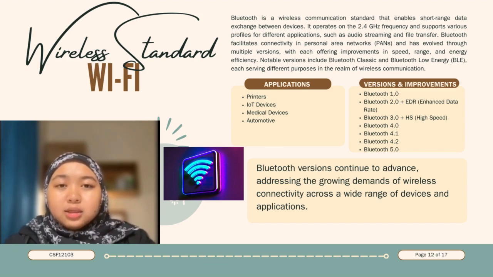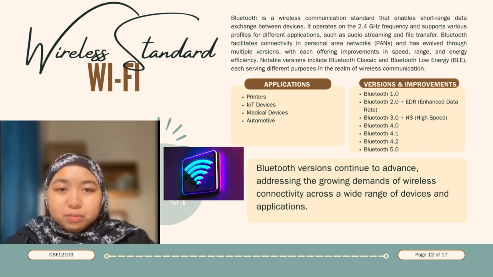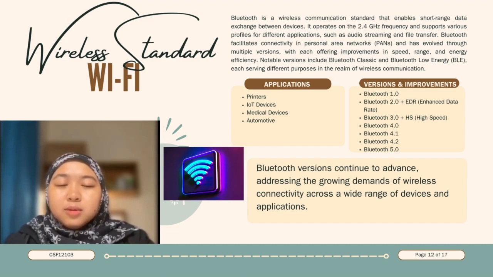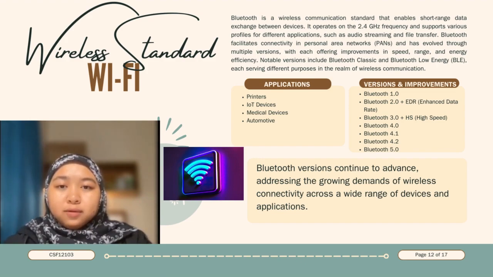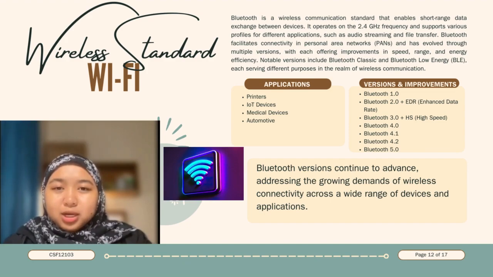Next is Bluetooth 4.2. This Bluetooth enhanced privacy and security features, including increased encryption key length, IoT enhancements, improved support for IoT devices, and IPv6 connectivity. And the last one is Bluetooth 5.0. This Bluetooth has four times the range of Bluetooth 4.0, allowing for better coverage, and double the data transfer speed compared to Bluetooth 4.0. And then Bluetooth versions continue to advance, addressing the growing demands of wireless connectivity across a wide range of devices and applications.